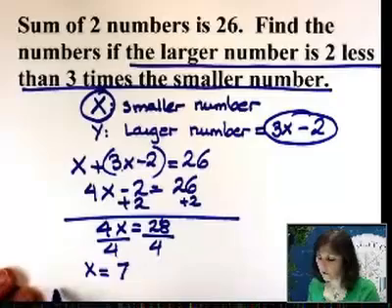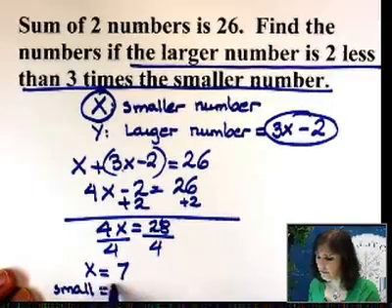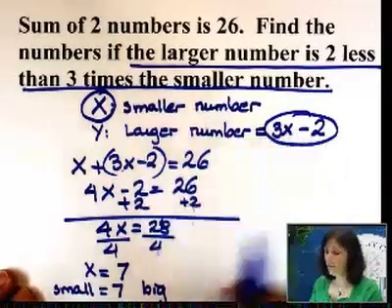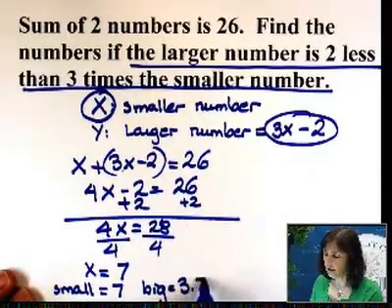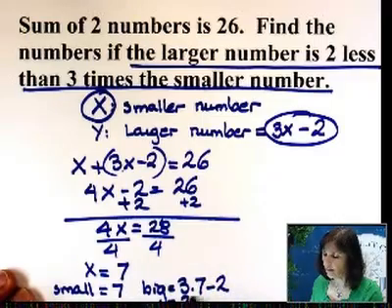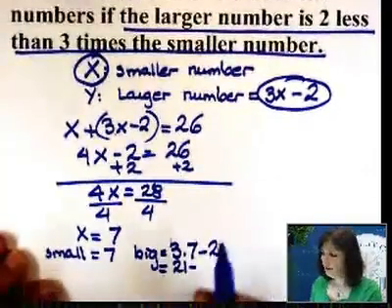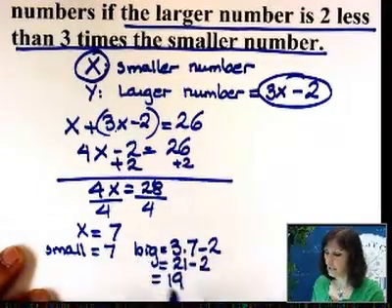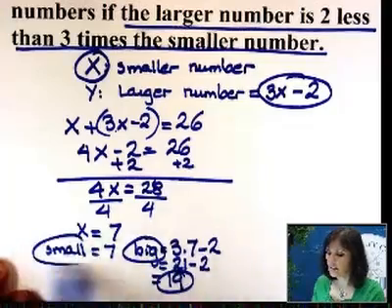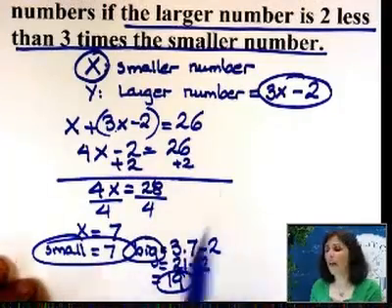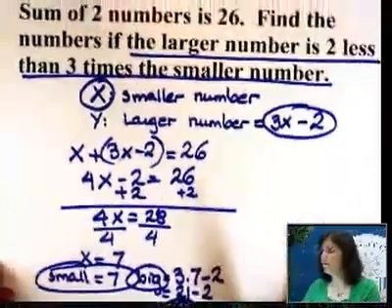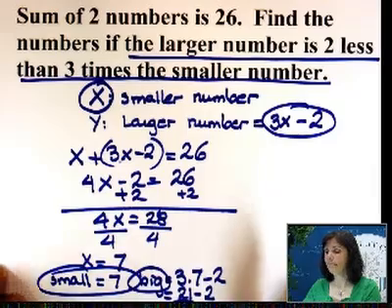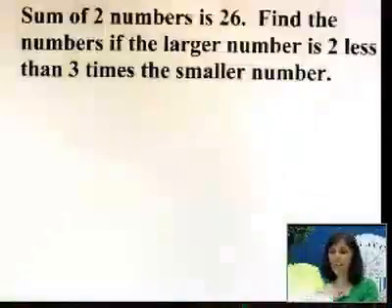So the small number is 7. How about the big one? The big one, I told myself, is 3 times the small minus 2. So 3 times the small one minus 2. What is that? 21 minus 2, and that gives you 19. So the big one is 19 and the small one is 7. Do they add up to 26? It looks like it. 7 plus 19, 26. Very good. So that's called the number problem.